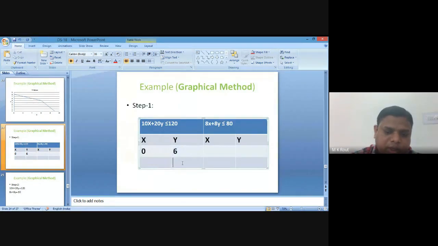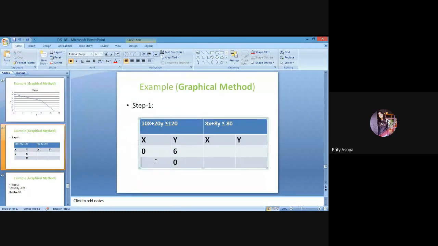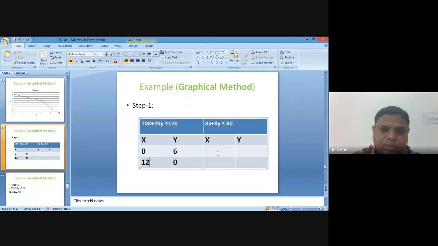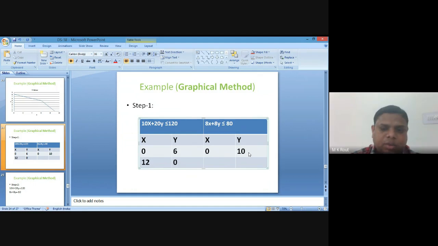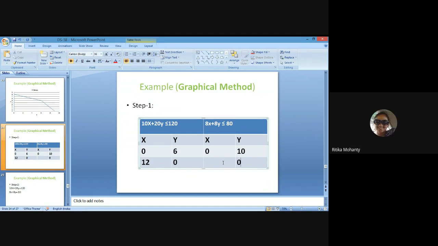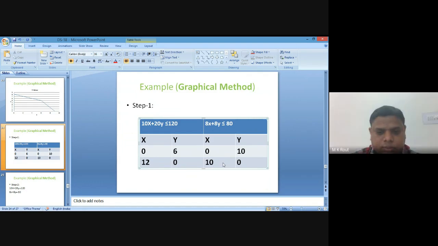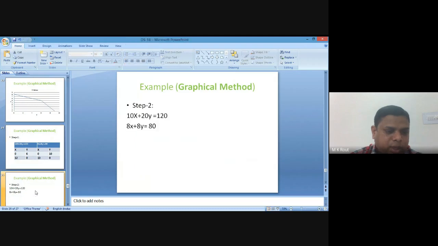If the value of y is 0, what is the value of x? Sir, 12. Similarly, what is the value of y here if the value of x is 0? 10. Next one, if the value of y is 0 here, what is the value of x? 10. Is it clear? Yes, sir. Move to the next part.